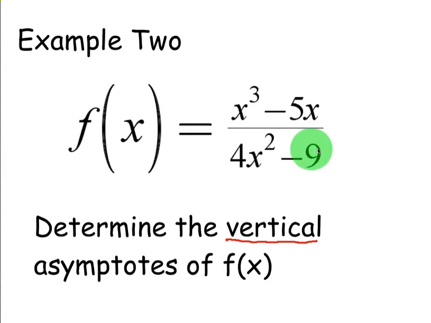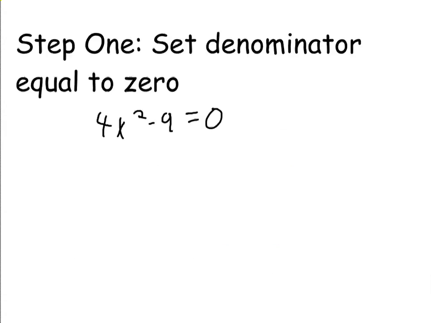So what's the first thing you're going to do? You gotta set the bottom to 0. So you're going to take the bottom set equal to 0, so you're going to have 4x squared minus 9 equals 0. Remember, if you just have one x term in the equation, you can add the constant term to the other side and then solve for x. So that's what we're going to do.